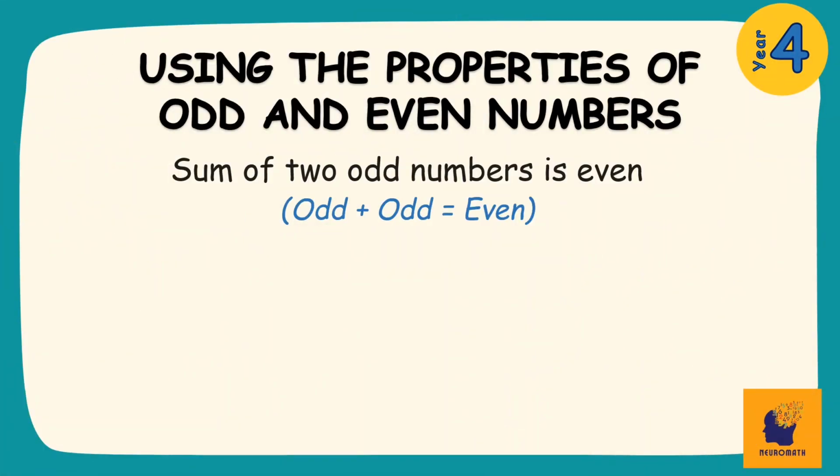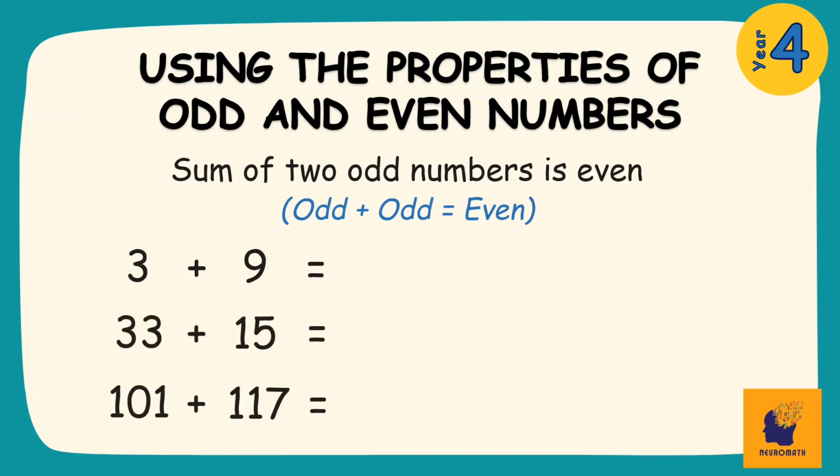The next thing we need to understand is that the sum of two odd numbers is always going to be even. What this means is that when I add two odd numbers together, I will get an even number as a result. So if I have something like 3 plus 9, or 33 plus 15, or 101 plus 117, because they're two odd numbers being added together, I will get an even number as an answer.